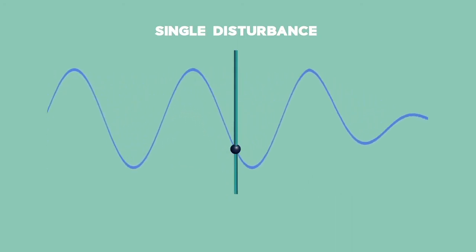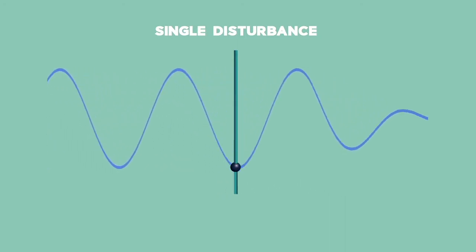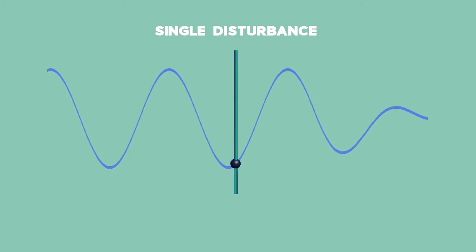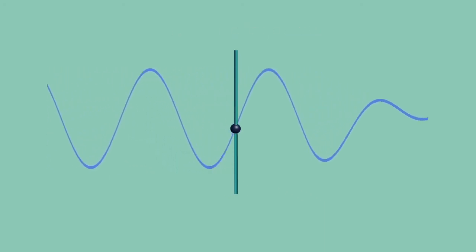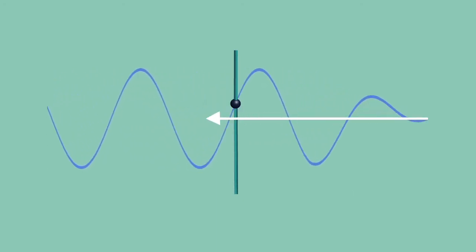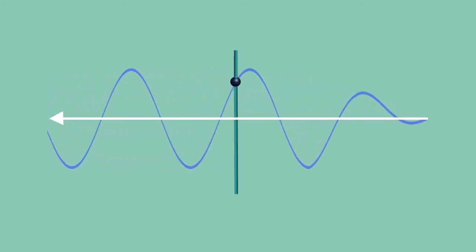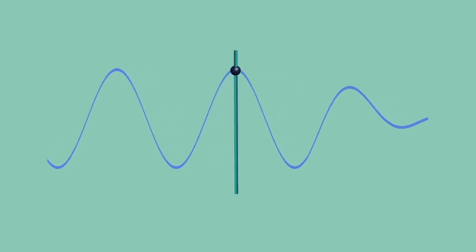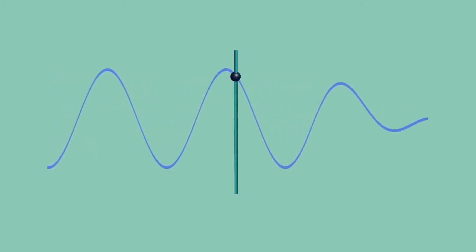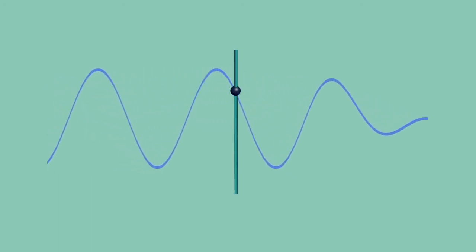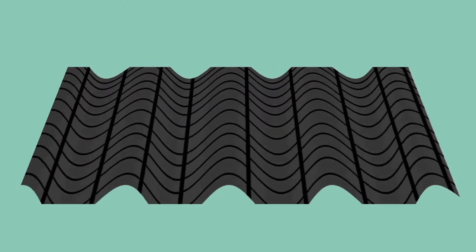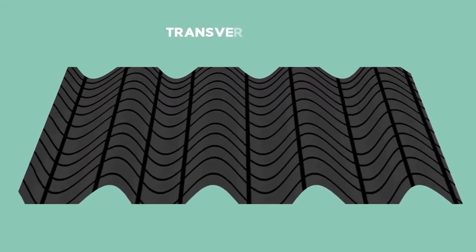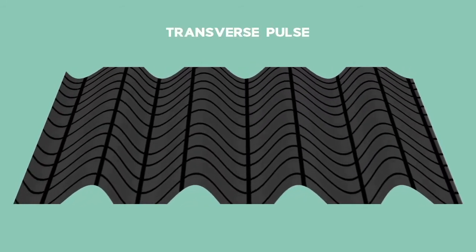So if we look at the diagram we have, the single disturbance starts when we move the medium once and it returns to its original place. The energy moves away from the point where we disturbed it and we see the pulse moving. If we disturb the particles at a right angle, or perpendicular, to the direction of movement, we call that a transverse pulse. Most people instinctively think of sea waves when they think of transverse pulses, and they would be correct.